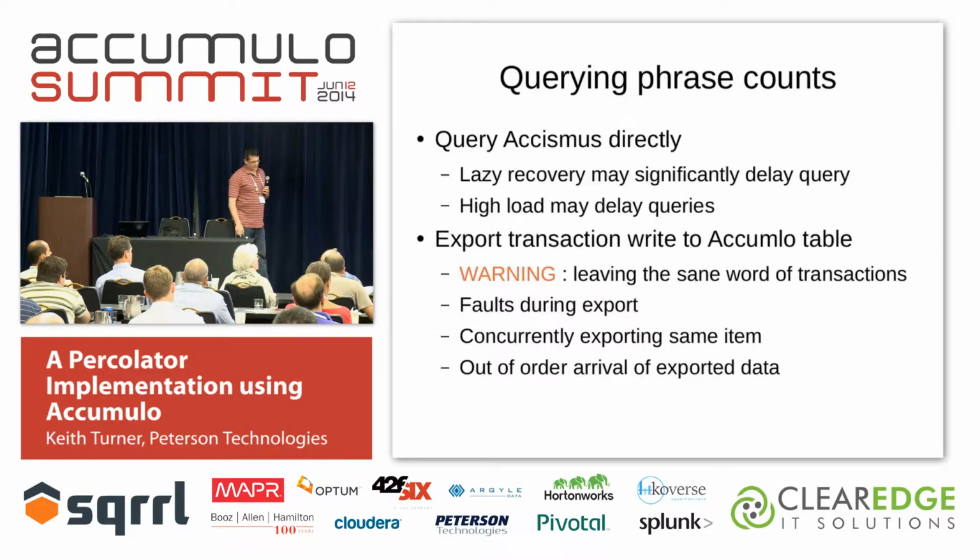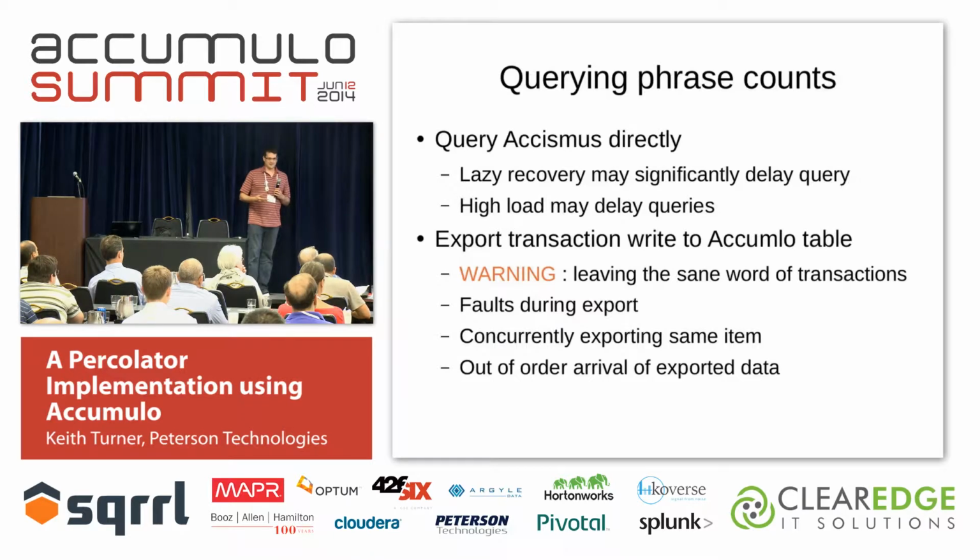But the export transactions are kind of scary, because once you start working with Percolator, it's this nice environment with transactions. It's very sane. But when you start to leave Percolator and try to get data out of it, you're losing that sanity, and all these things can go wrong. Your export transaction could die in the middle. You could be exporting to Accumulo and things could just die in the middle. You could have 2 things concurrently trying to export something. Or you could have out of order arrival for your exports.